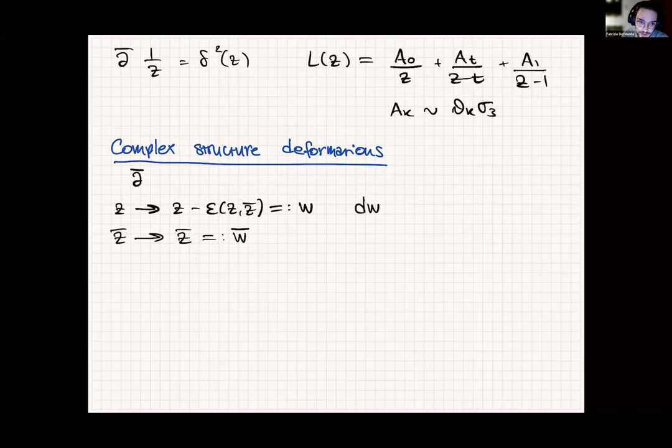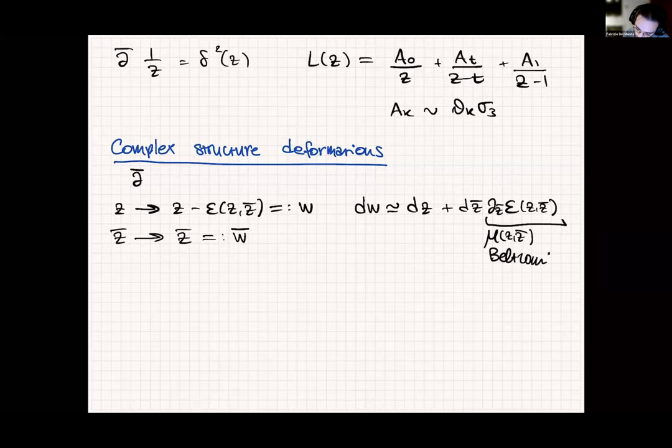Now, if we look at what happens to the differentials, to linear order, we're doing an infinitesimal transformation. So to linear order, this dw is dz plus dz bar epsilon, after an appropriate rescaling also. And this we call mu of z bar, and it's called a Beltrami differential. Instead, the w bar is just the same.